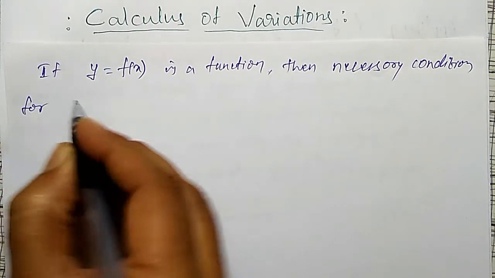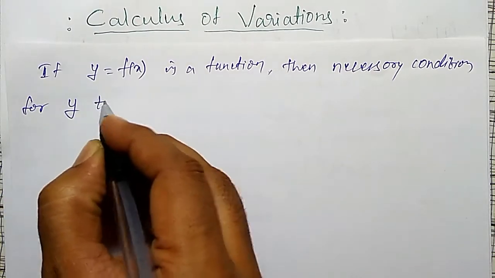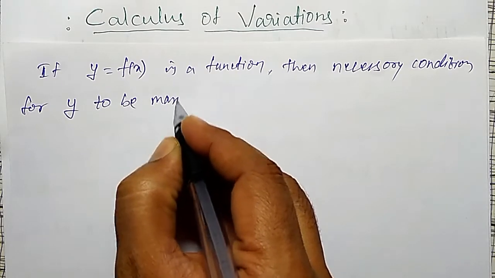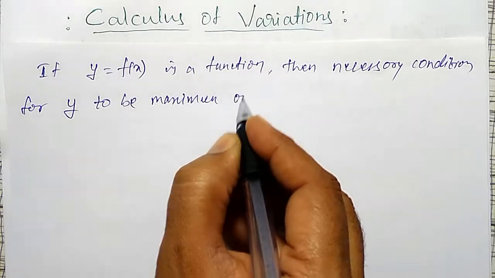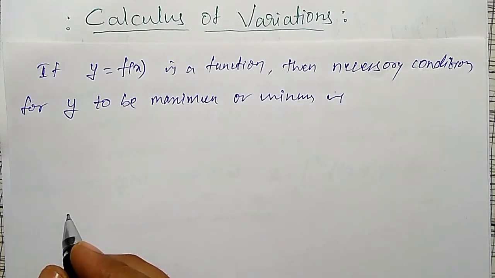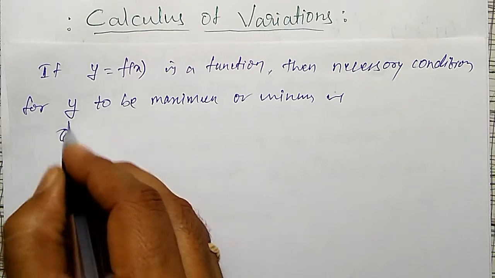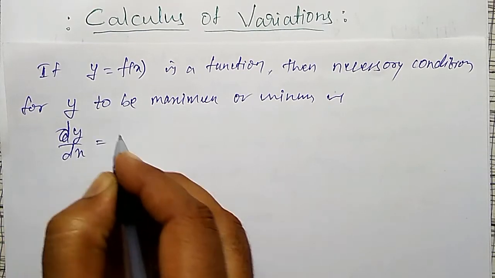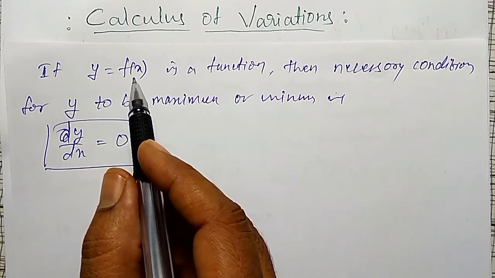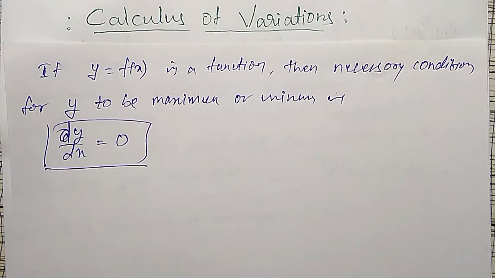for y to be maximum or minimum is dy by dx is equal to 0. That means if y is equal to f of x is a single variable function, then its maximum or minimum point can be calculated by the condition dy by dx equal to 0.